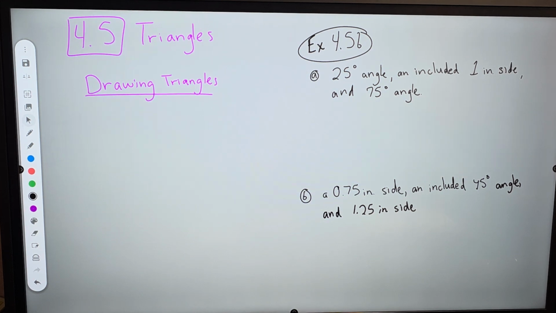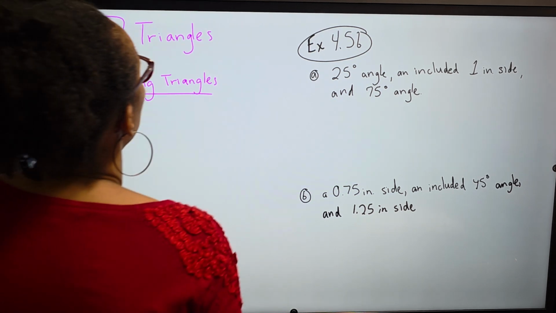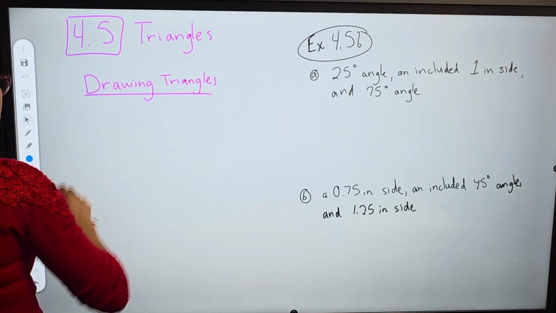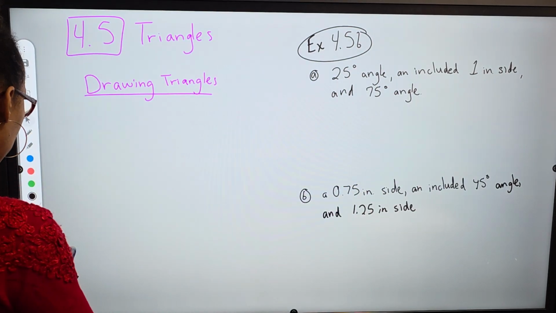Today we are looking at triangles, section 4.5 in your intermediate math textbook. So I got the examples here. We'll talk about those in just a moment, but I want to start with just some basics.